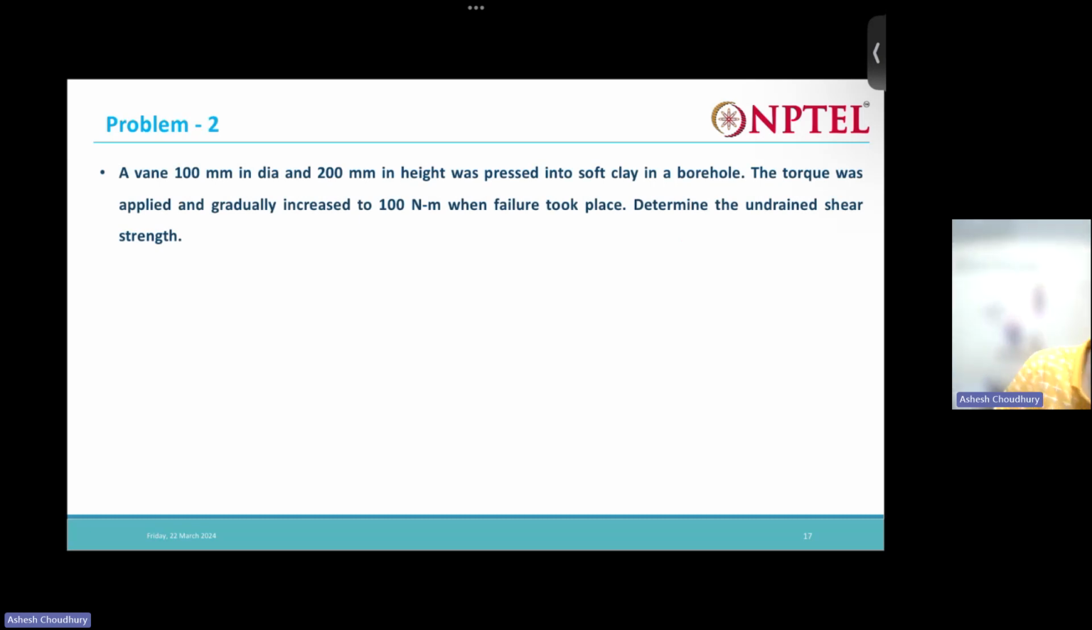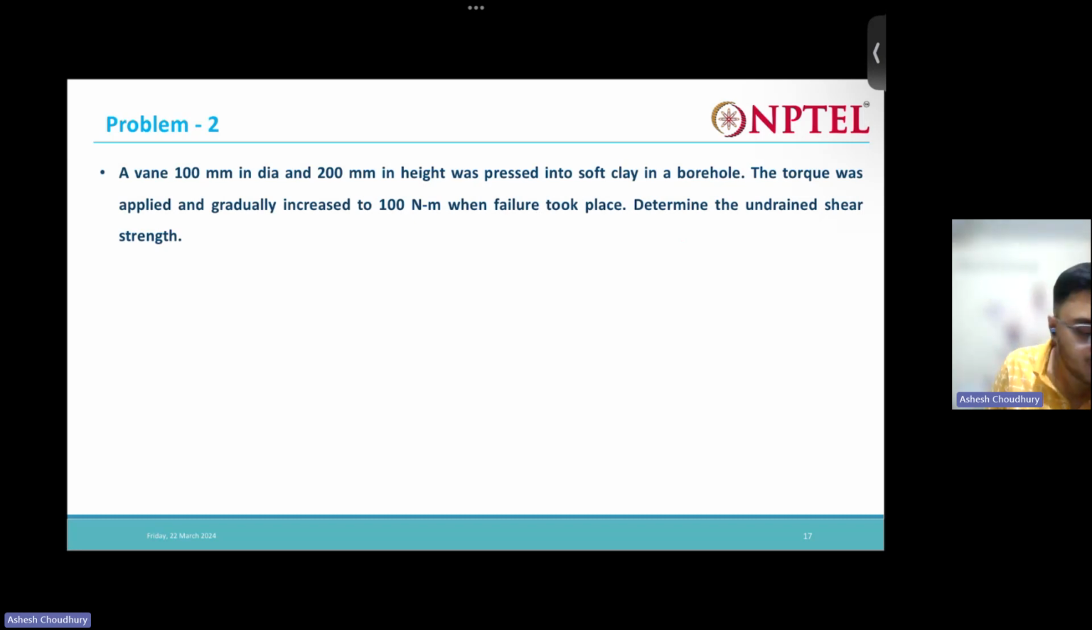Now let us come to the next problem. A vane 100 mm in diameter and 200 mm in height was pressed into soft clay in a borehole. The torque was applied and gradually increased to 100 Newton meter when failure took place. Determine the undrained shear strength. Okay, this is a question on the vane shear test.